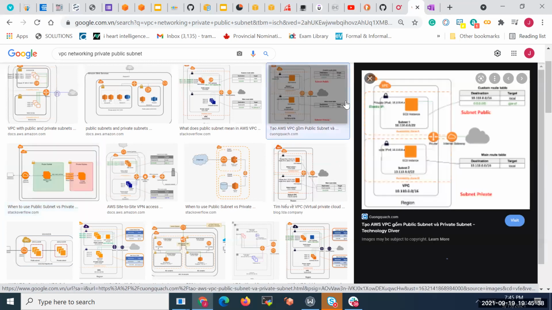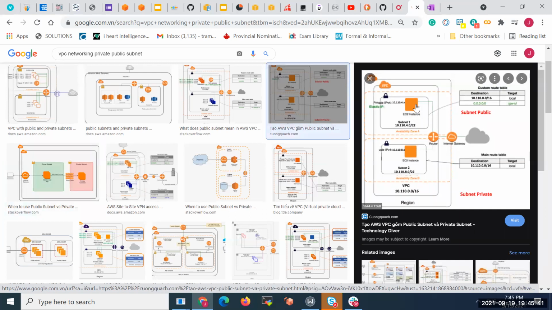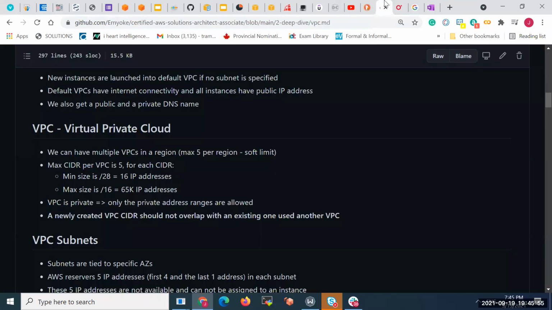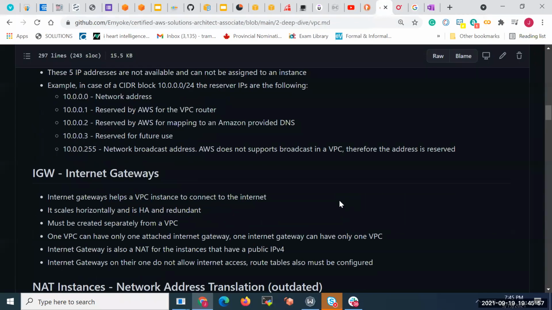And every time you add a new service, you need to update the route table, whether the target is local, which is in the private subnet, or IGW, which is the internet gateway. So I'll show you here. See, IGW, internet gateway. And as I mentioned, the internet gateway will help your VPC instance connect to the outside.